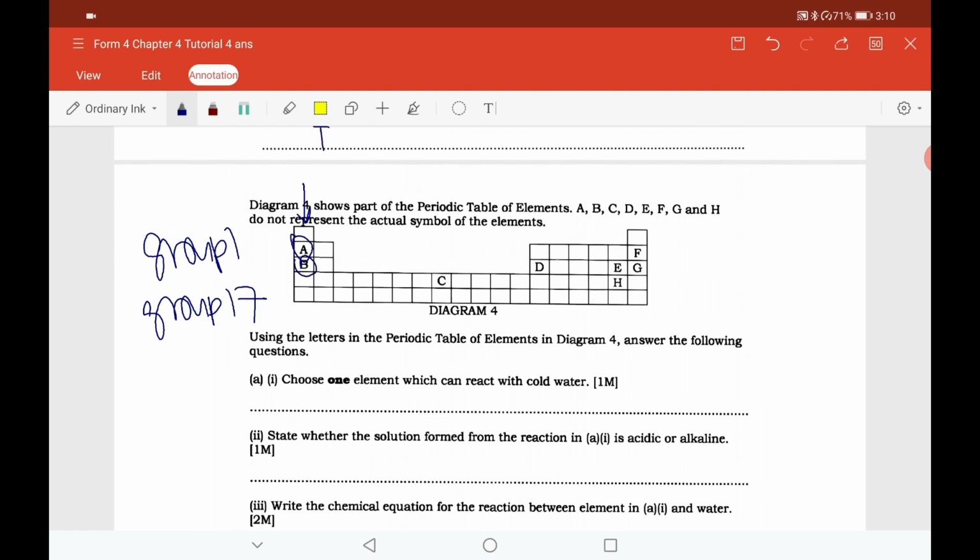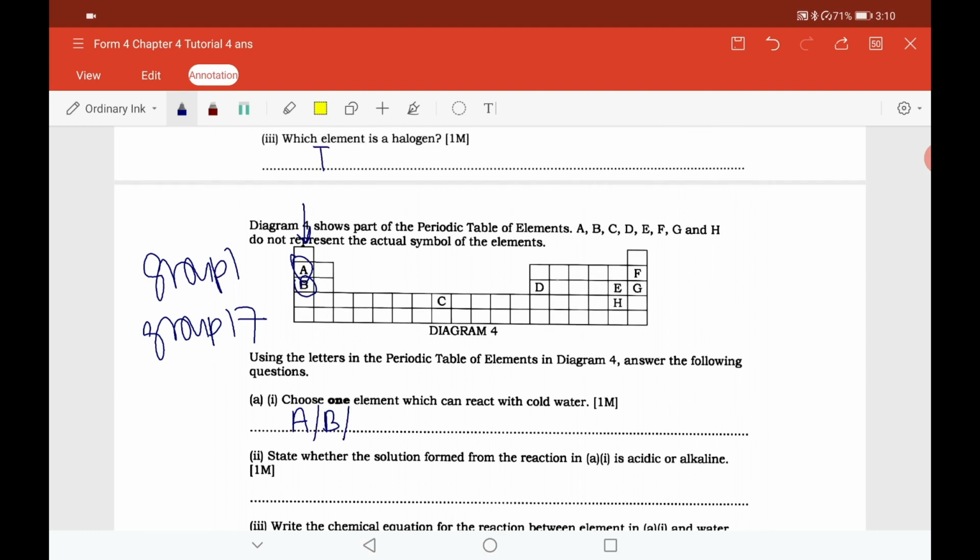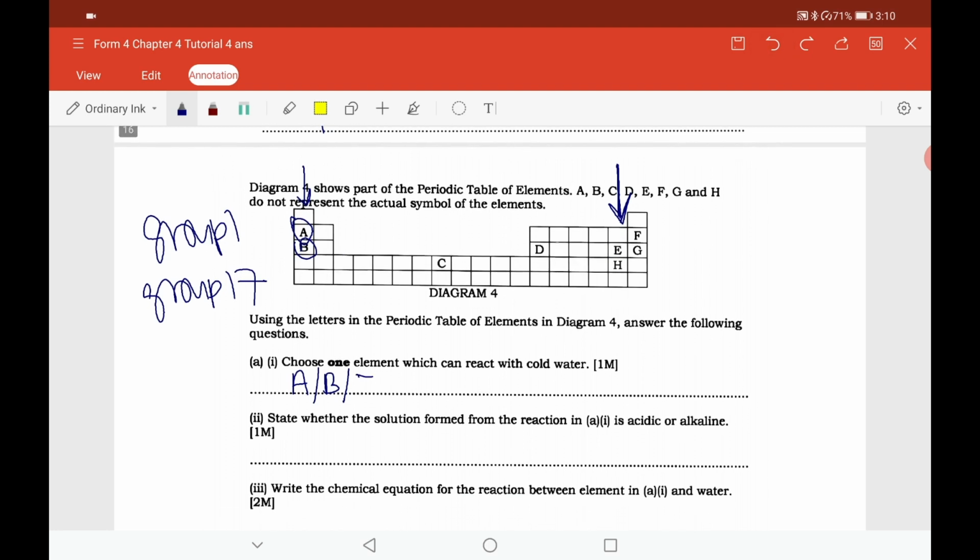A or B. So your answer, you can write A, you can write B, no problem. You also can go for group 17. If you go for group 17, which is here, it can be E or H. It really depends on which one you choose. So you have 4 possible answers. You just need to give one of them.